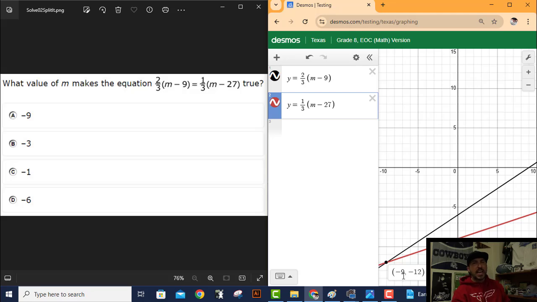The answer is always the x, unless it tells you to find the y. But it'll tell you to find the y like 1 out of 1,000,000 times. 1 out of 1,000 times. Maybe 1 out of 100 times. So always put the x value. So here it's -9. I would pick choice A and be done.